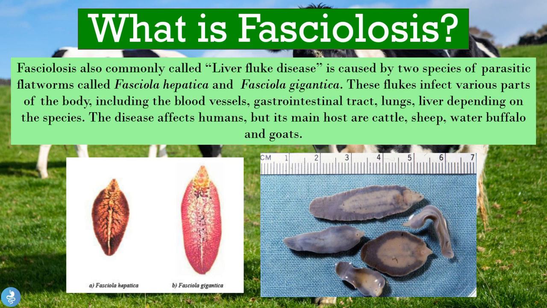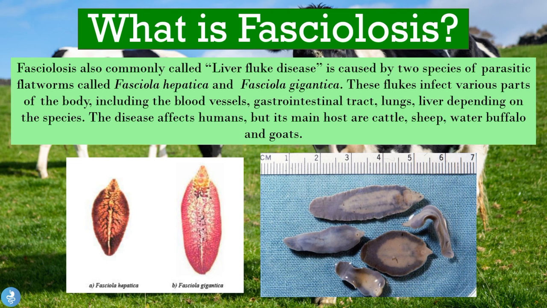So what actually happens is, once these parasites enter the body, these flukes infiltrate various organs of the body, including the blood vessels, the GI tract, the lungs, and the liver. And in humans, another very common part that they affect is the gallbladder and the biliary duct system. As this definition suggests, this disease does affect humans, but it's most commonly found in cattle, sheep, water buffalo, and goats. But humans may be able to contract the disease.